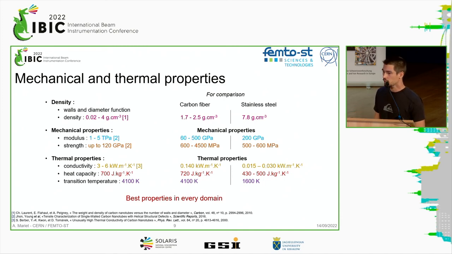About the mechanical and the thermal properties, everything is much above what we can find with traditional or more common materials. So we are talking about terapascal for the modulus against gigapascal, and gigapascal for the strength, which is the maximal stress we can apply, the maximal load we can apply before the rupture of the samples. We are talking about gigapascal, which is something we cannot find in any other material. The thermal properties are also much higher than for the other materials. So basically what we can say is all the properties are the best in all the domains. So it makes it an ideal candidate for our applications.